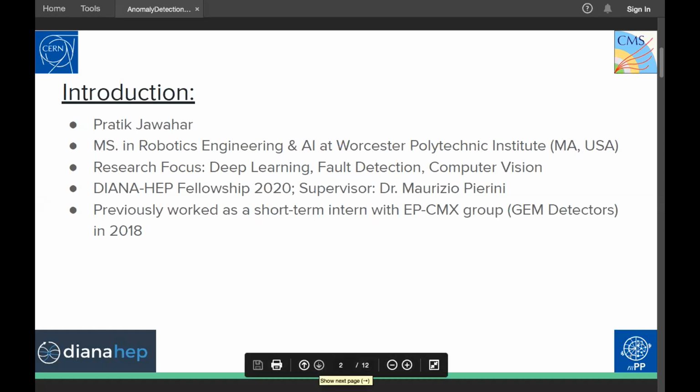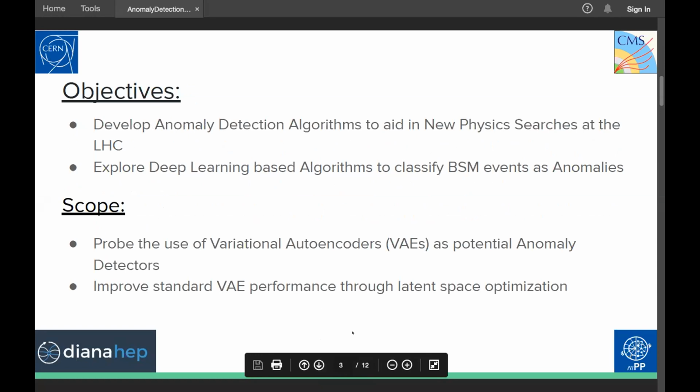Let me skip straight into my project now. The objective of my project was to come up with anomaly detection algorithms that aid in new physics searches. Essentially, we are concerned with detecting BSM, or beyond standard model, events as anomalies. And we chose to explore deep learning based algorithms. My work was part of a larger collaboration with researchers from the CMS and the Atlas experiments. We also had other people who worked on density estimators and non-deep learning based algorithms. The scope of my project is constrained to the use of VAEs, or variational autoencoders, as potential anomaly detectors. We also looked into how we could improve the performance of VAEs by looking at the latent distributions and manipulating them.